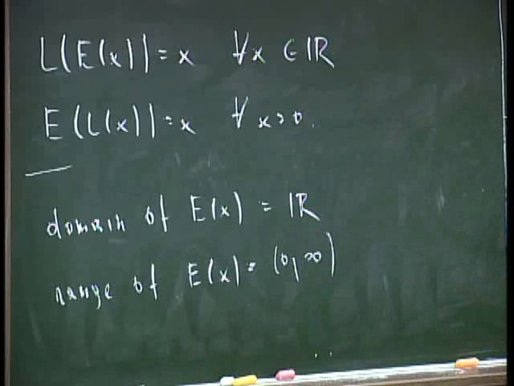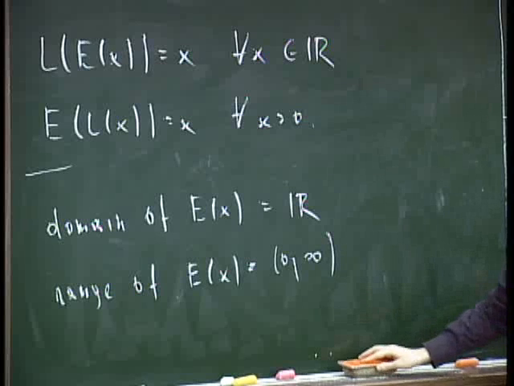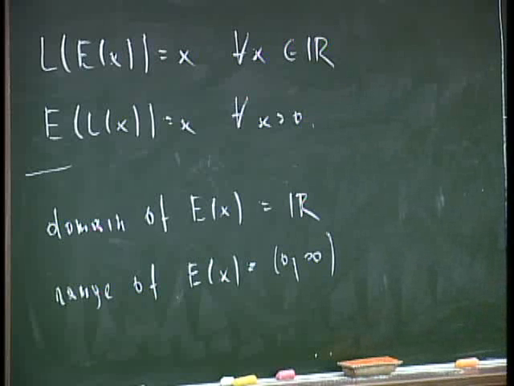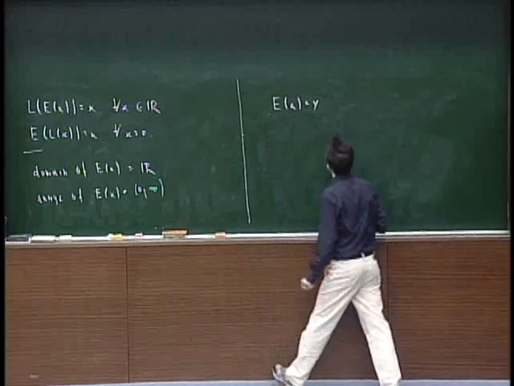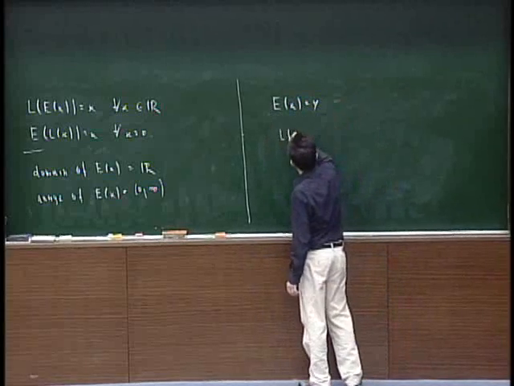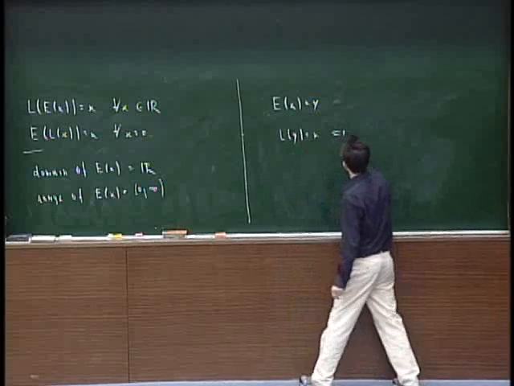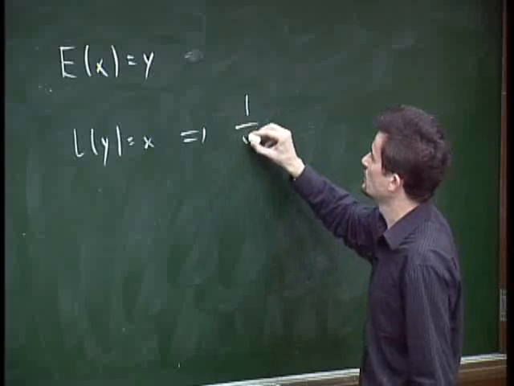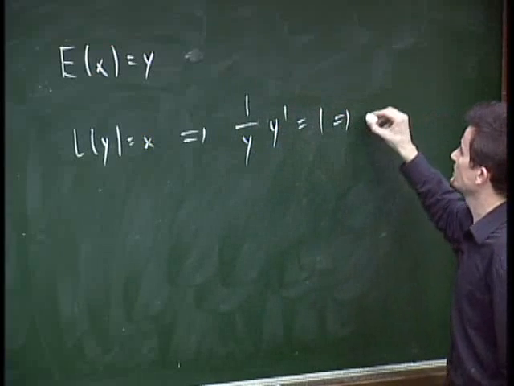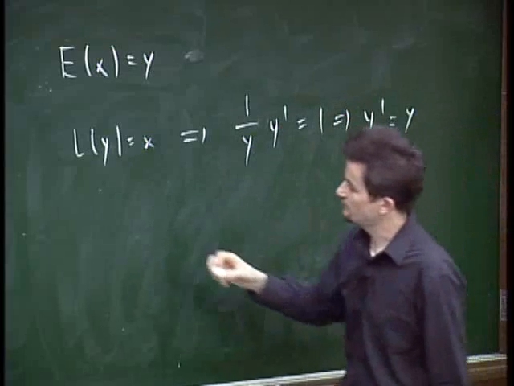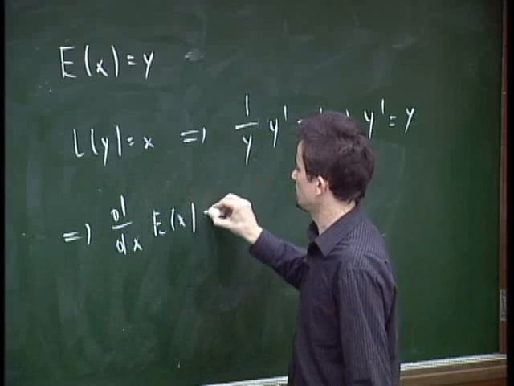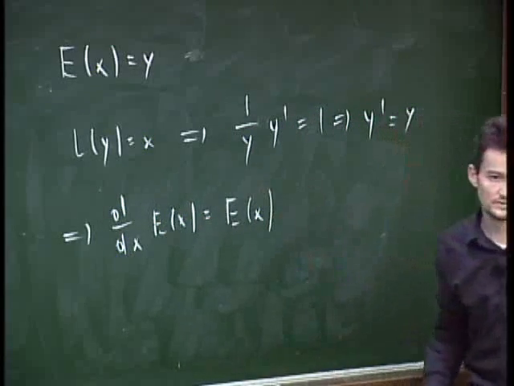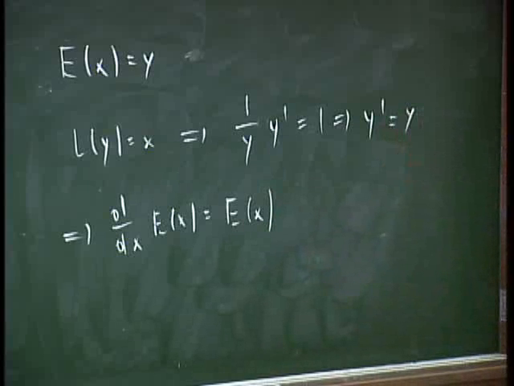As I have explained, we already know from general results about functions and inverse functions that E of x must be differentiable. And we also know how to compute the derivative. We just use the method of implicit differentiation. If we want to compute the derivative of this function, just rewrite this as L of y is equal to x. Then we take the derivative by implicit differentiation. We know it's 1 over y times the derivative of y is equal to 1. So the derivative of this function is equal to itself. If we write it in Leibniz notation, this means that if you take the derivative of this function, it will remain the same.